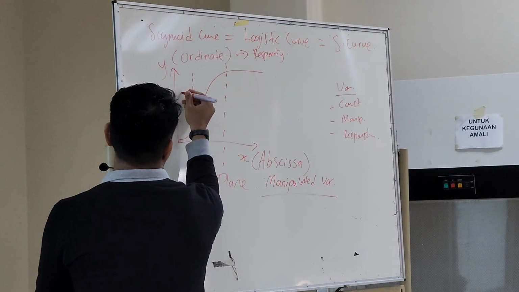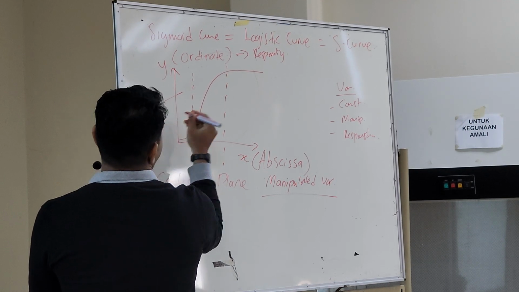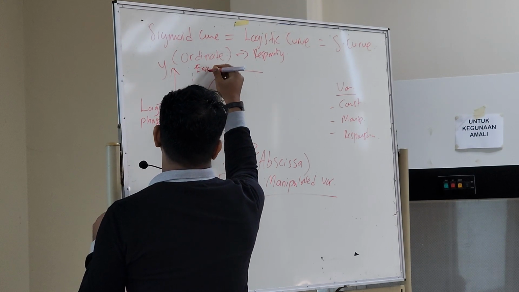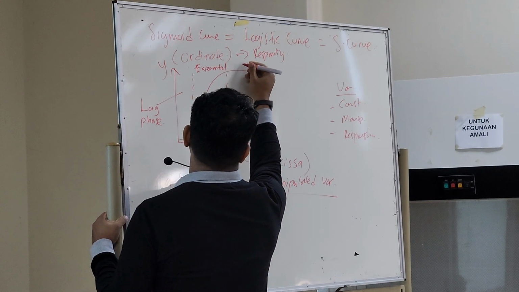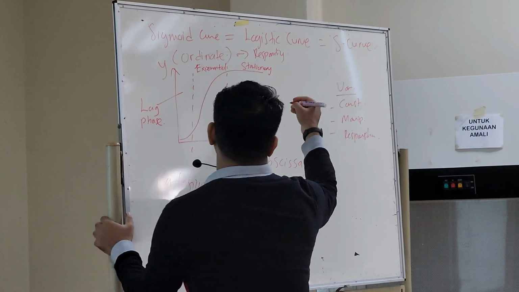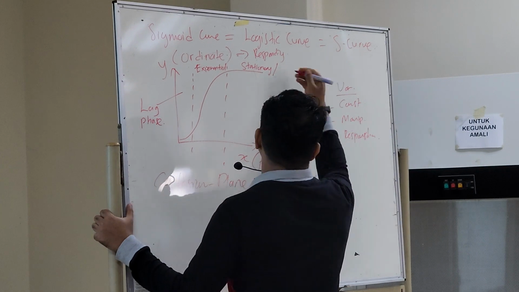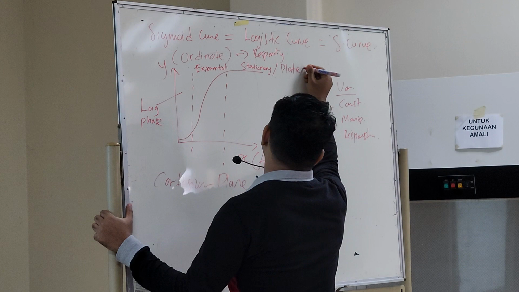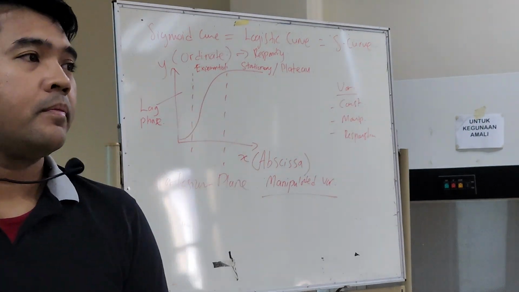So the first phase is called the lag phase. The second phase is called the exponential phase. And finally, the third one is called stationary. Again, depending on the book, sometimes it's called stationary, or sometimes you use the more common word, it's called plateau. Plateau. It means it's flat.